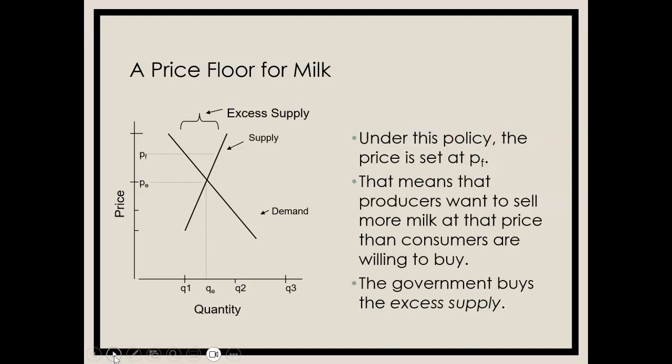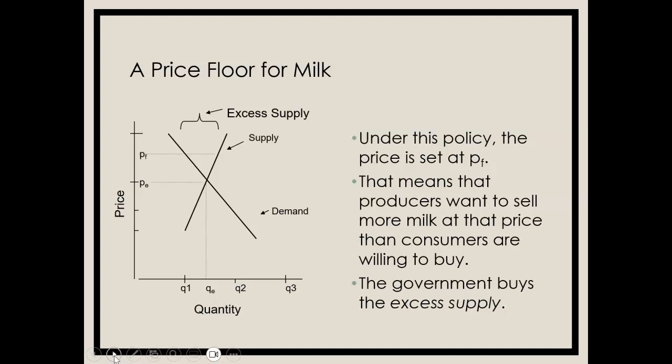So what happens when we set a price floor? That is, we say that the price cannot go below a particular level. Under this policy, we're setting a price like PF there. Notice that PF is greater than the equilibrium price. PF stands for price floor, by the way. So we've got this price that's greater than the equilibrium price. Let's say for milk. So this is a price floor for milk.